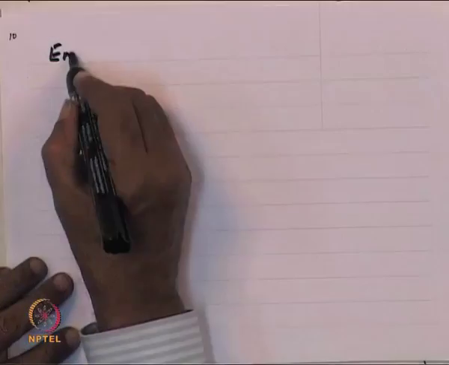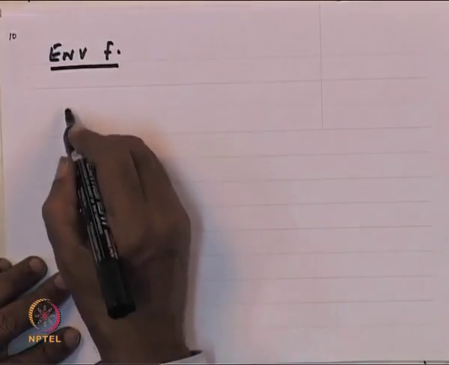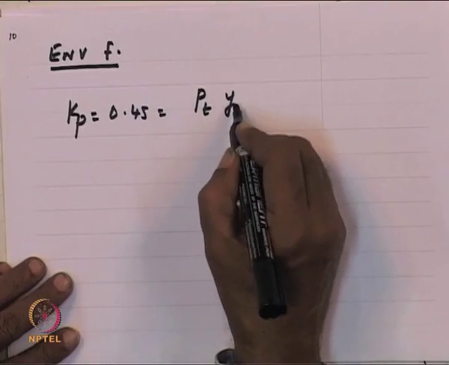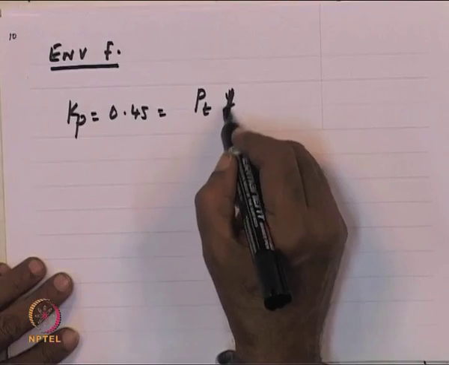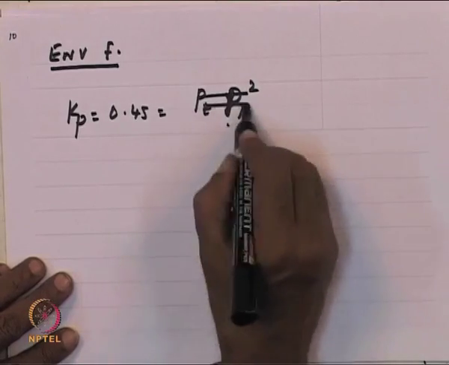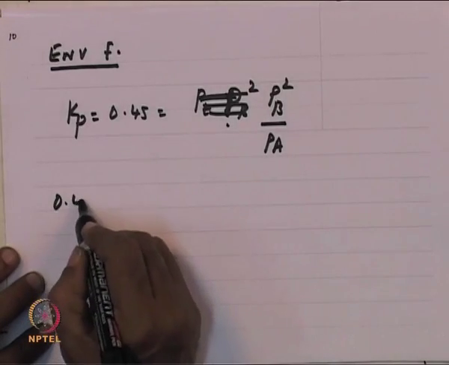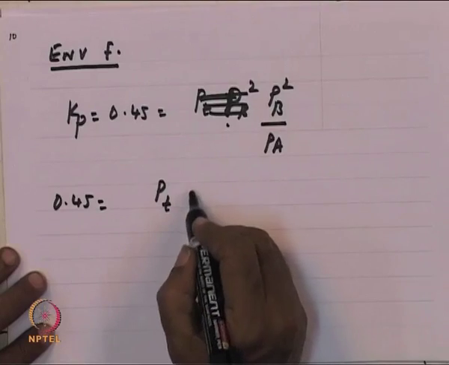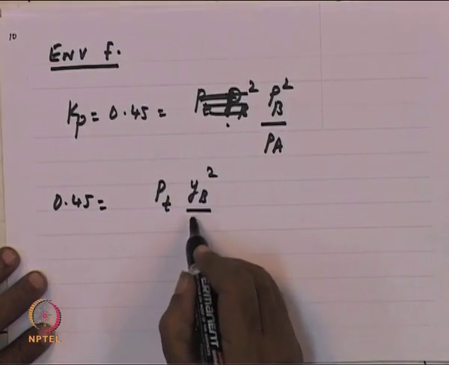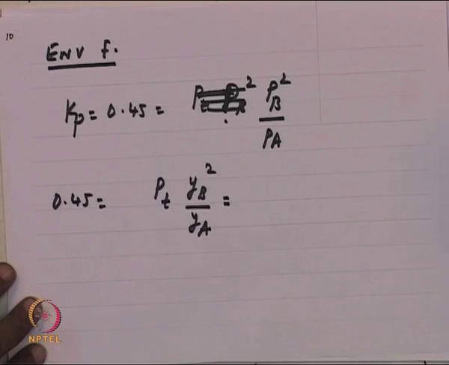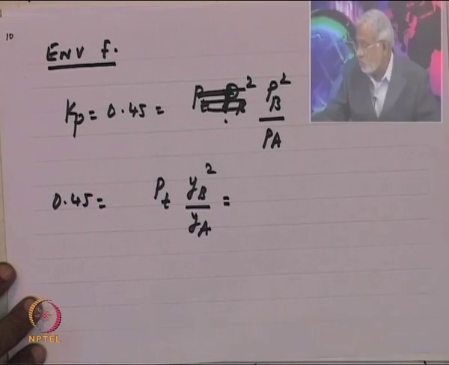We have to repeat this for environment F, because what is the situation in environment F? Here we have Kp equal to 0.45, equal to Pt times Pb squared divided by Pa. So, 0.45 equals Pt multiplied by Yb squared divided by Ya. And now we can substitute for Yb in terms of Fa and Fb. We have done that already, so we do not have to do it again.